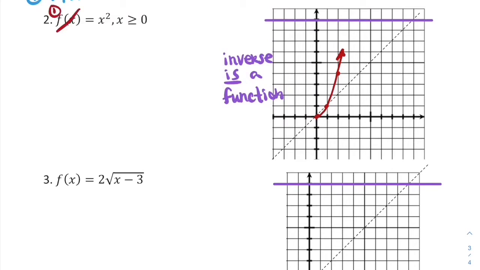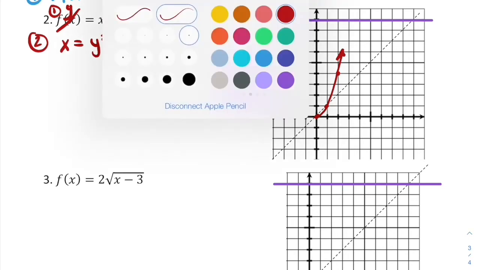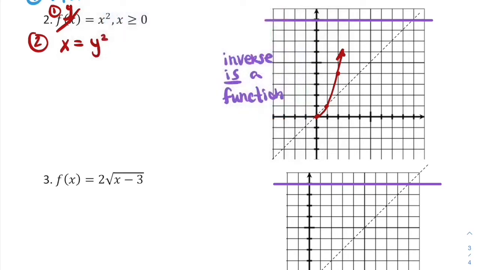Step 1 of changing f of x to be y. Step 2 of switching x and y. Okay, and then step 3 is to solve. And this is going to be a pretty easy one to solve. The opposite of squaring is square rooting, so I'm going to take the square root of both sides.